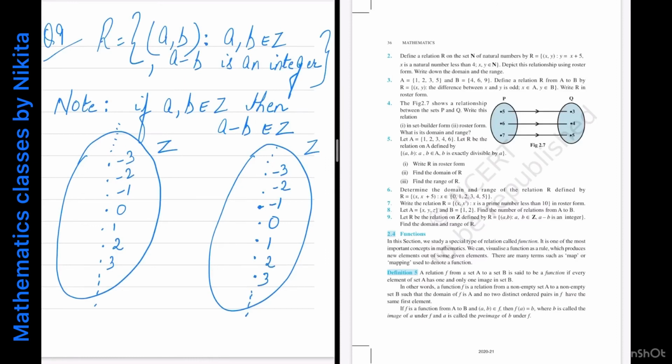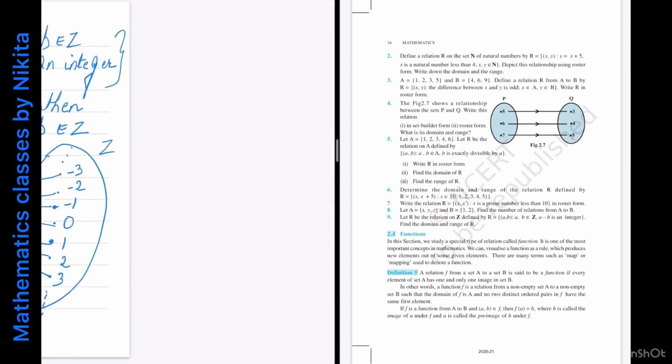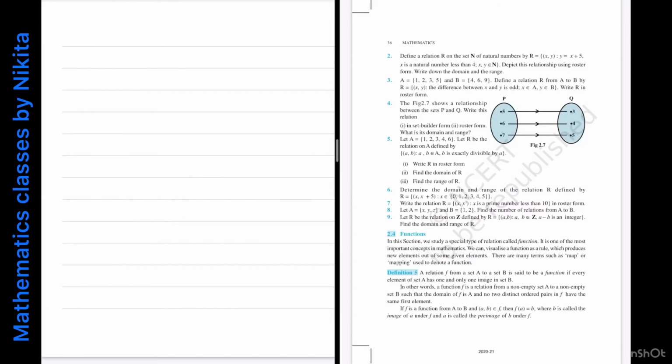Now see, if a is equal to 0, can I say that 0 is related to 0? Yes. Why? Because 0 minus 0 is 0, which is an integer. Now is 0 related to minus 1? Yes, because 0 minus of minus 1 is plus 1, so it is an integer. Similarly, 0 is related to minus 2, minus 3, and all the negative integers also. Now 0 is also related to 1 because 0 minus 1 is minus 1, which is an integer. 0 is related to 2 also, 0 is related with 3 also. So like this, can I say that each integer is related to all the integers?